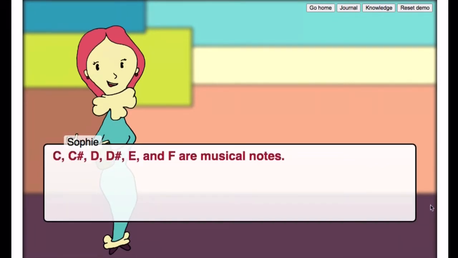C, C sharp, D, D sharp, E, and F are musical notes. They follow each other in this order. F sharp, G, G sharp, A, A sharp, and B are musical notes too. They follow each other in this order. And F sharp follows F.